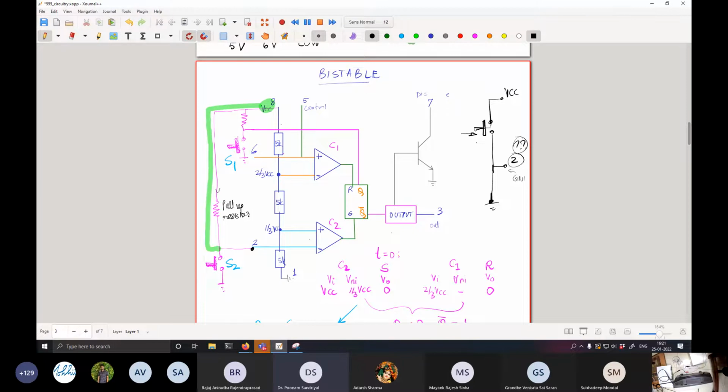There will be a short circuit. If I close this switch, VCC and ground will short circuit. There will be a lot of current going through. It may damage the power supply. That is all secondary. But what will be the output voltage at 2? We don't know. Will it be ground? Will it be VCC? Who knows? Fine.